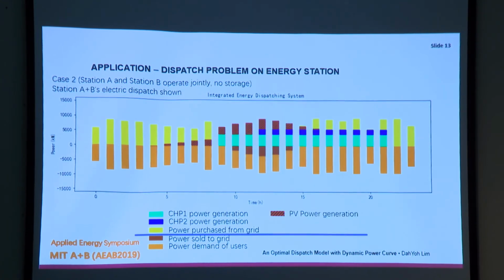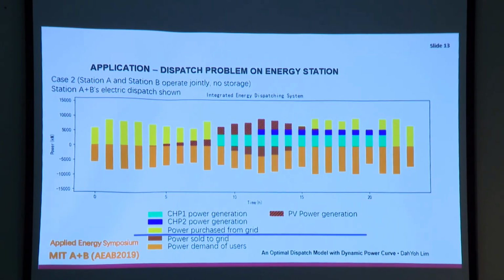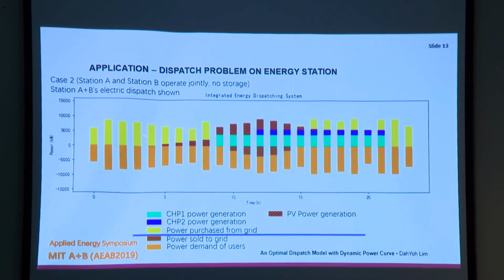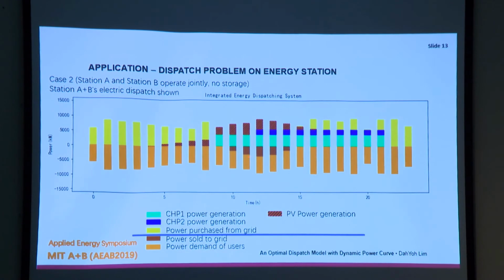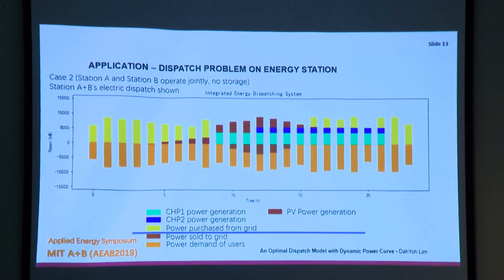So case 2 is virtually integrating stations A and B, and again, the electric dispatch in this case. So here we have, in addition to what we had earlier, the PV power generation here. You can see that as PV power comes up, we start selling more to the grid, and that's this part. So that's not surprising at all.